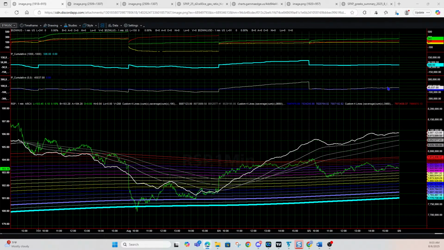We did have a cumulative tick that was above zero ending the day, but we want to see this plus 1,000, minus 1,000 filtered cumulative tick really start to take off to the upside, indicating that larger market participants are stepping in and buying more stocks than they are selling. So again, we'll watch this.